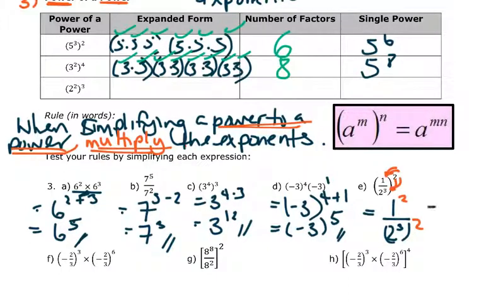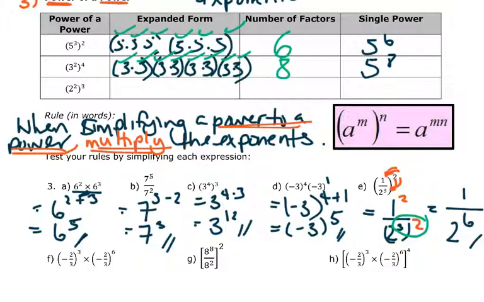So let's simplify it a little bit more. 1 to the power of 2 is just 1 times 1. We know that's just 1. We've got 2 to the power of 3 all to the power of 2. What do we do when we have a power to a power? Go back and check. We multiply those powers. That's our third rule. So we should have 2 to the power of 3 times 2, which is 6. And we are done.